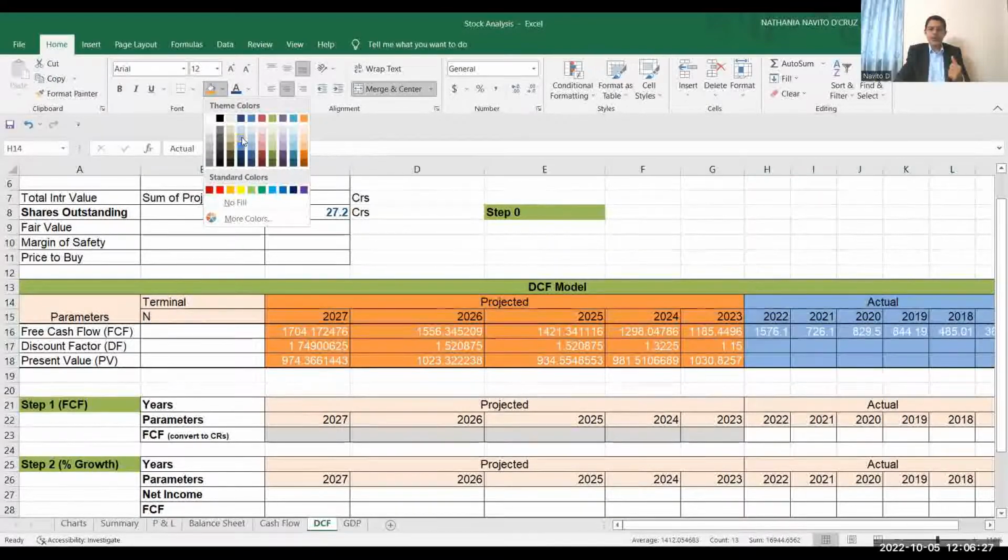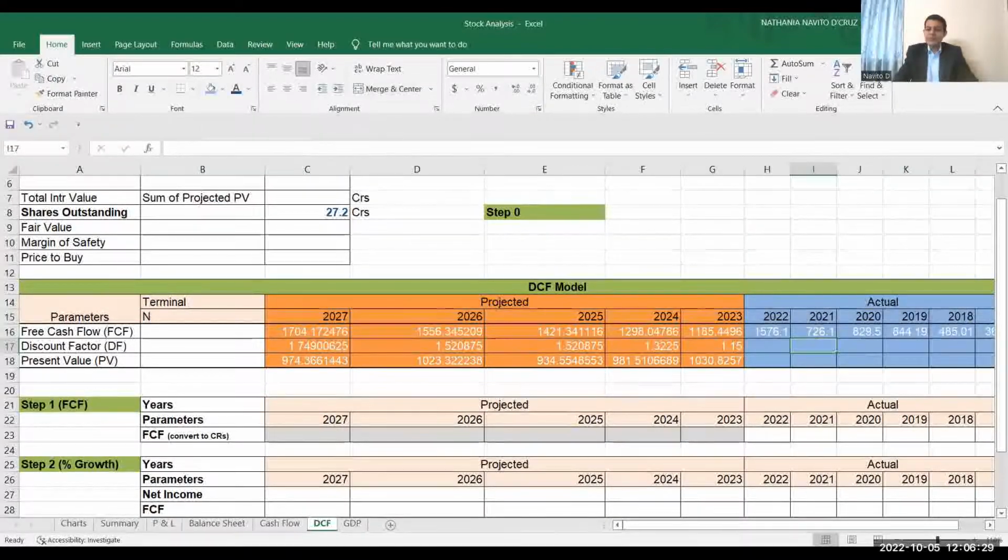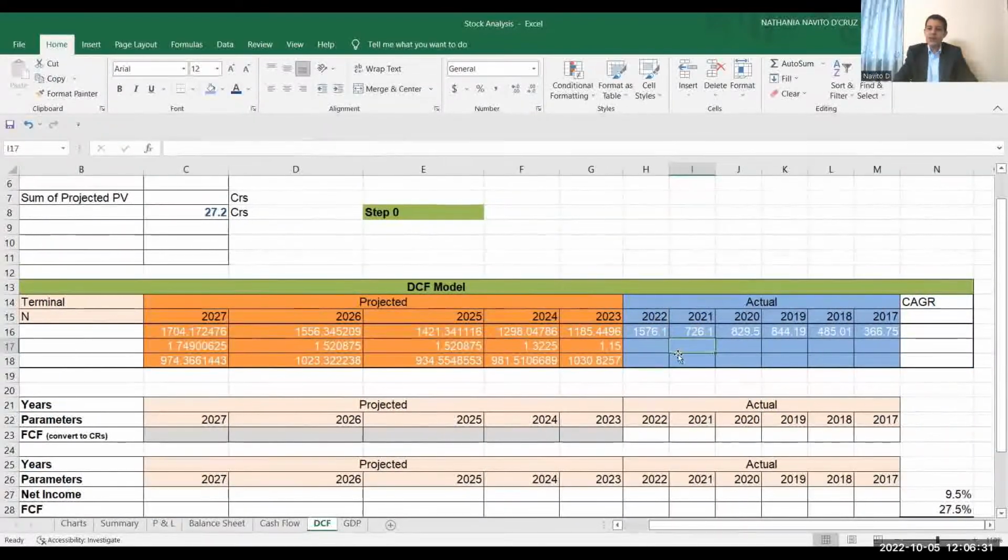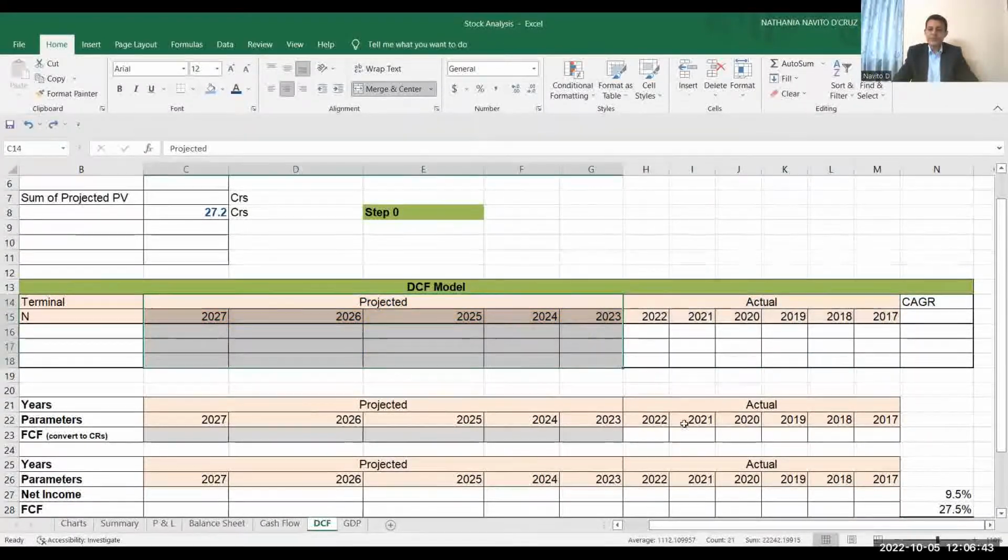See the difference, yeah. The actual is our historical years for which we already know the cash flow, and the projected value is where we need to determine the future cash flows. Let me unhighlight it now.